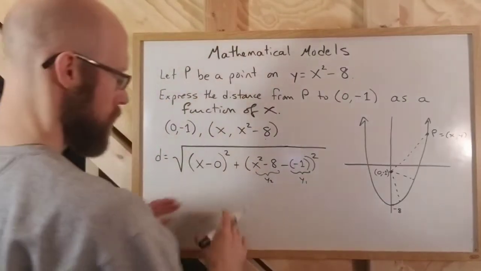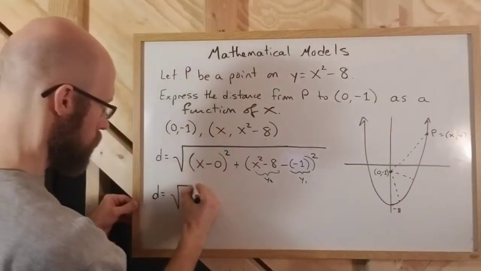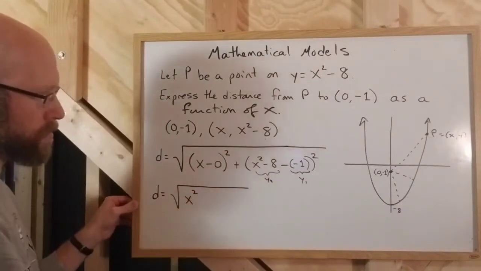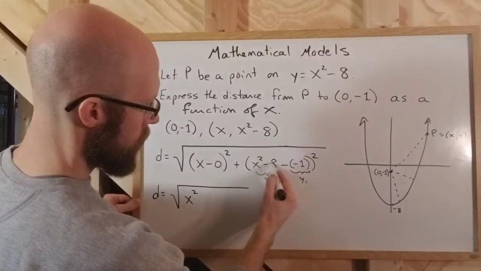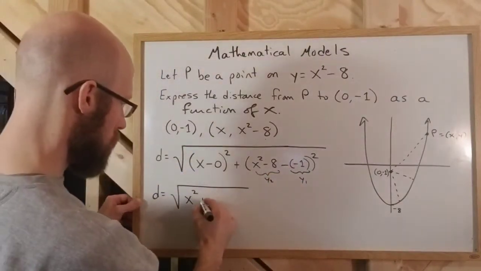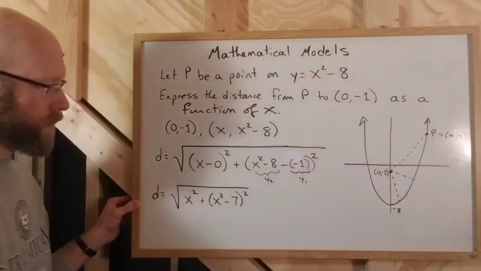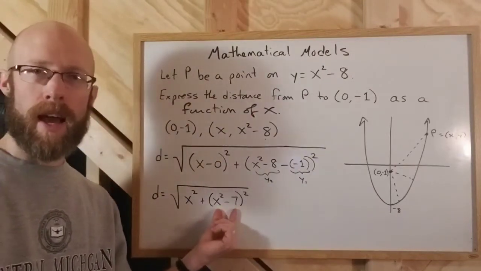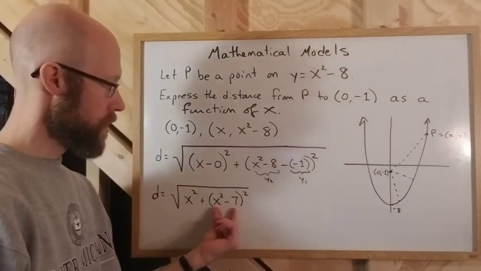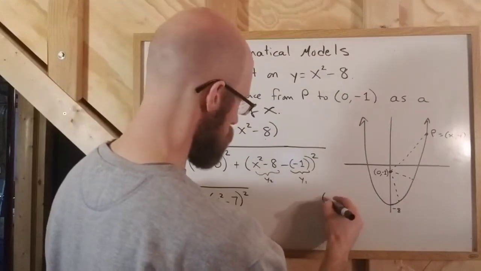So now I simplify this expression. So d is the square root of, well, x minus 0 squared, that's just x squared, that one's not too bad. This one simplifies, -8 plus 1 would be -7. So this would be x squared minus 7, all squared. Now if I expand x squared minus 7 squared, that would be x squared minus 7 times x squared minus 7, and then you would distribute that.